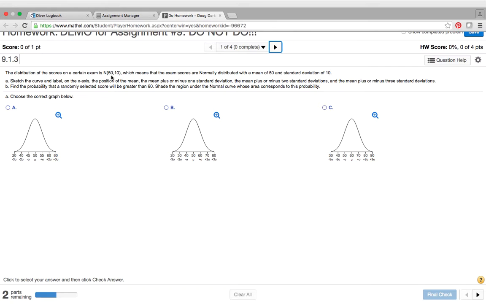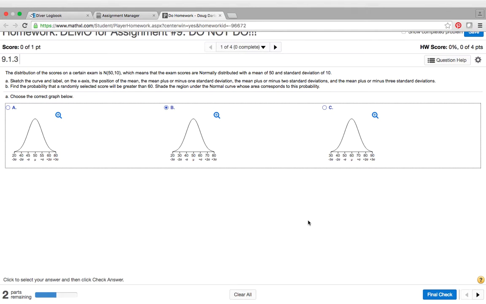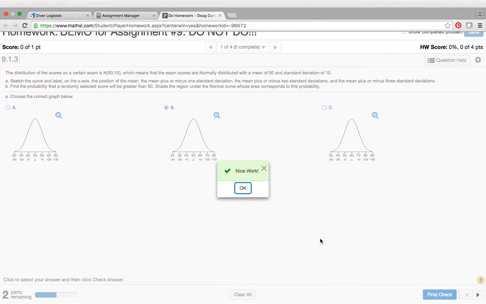Well, if we have a mean of 50, our distribution has to be centered at 50. So the only one that's not centered at 50 is C, so C can't be right. The standard deviation of 10 says when we start in the center at 50 and add the standard deviation, which in this case is 10, we get 50 plus 10 is 60, and 50 minus 10 is 40 on the other side. So guys, pretty clear here that the correct answer is B.